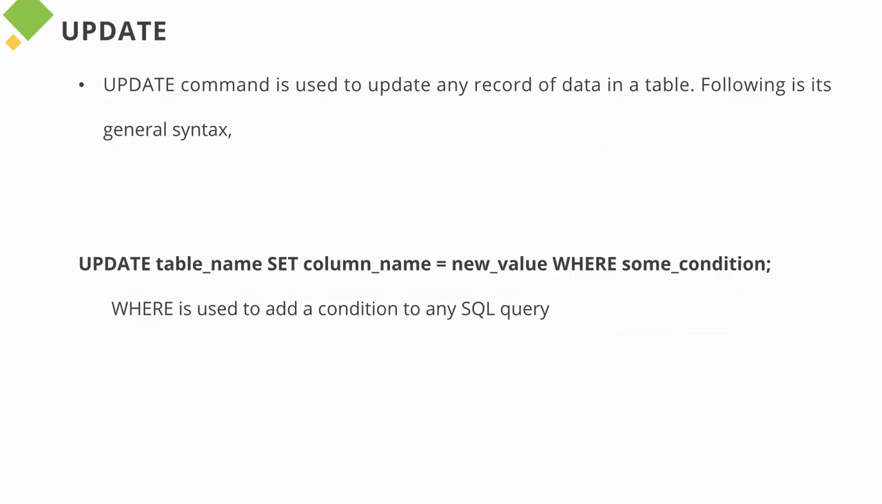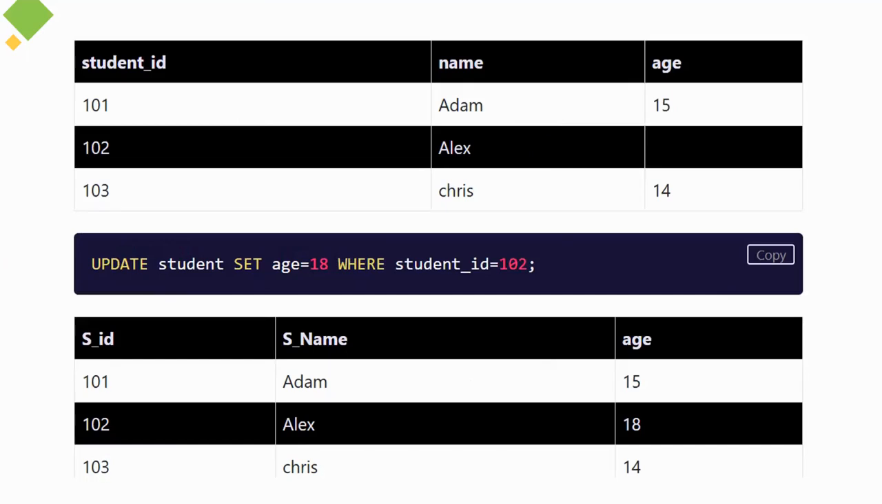And the UPDATE command is used to update the records in the table. UPDATE table name SET column name equal to new value. I want to modify and set the new values only where a particular condition is satisfied. I don't want to update the entire table; you can also update individual rows. See, I want to set the student age as 18 for the student ID 102.